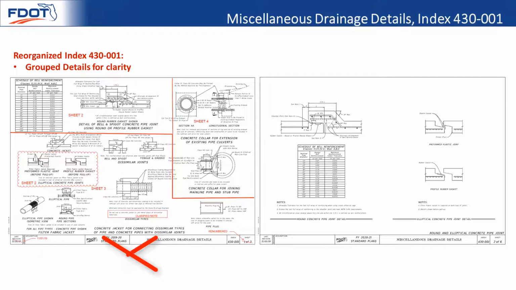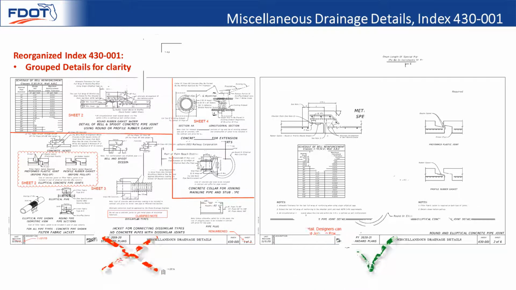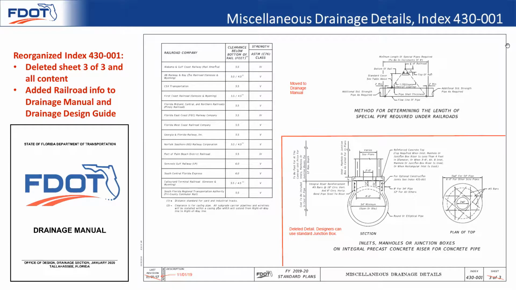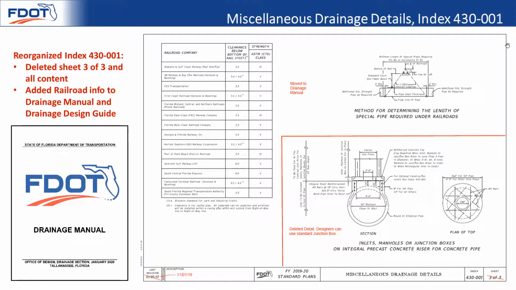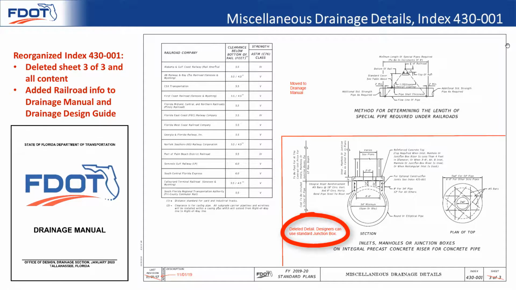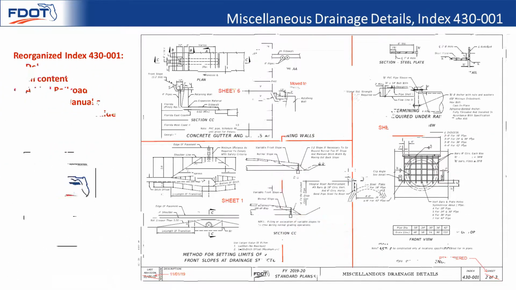And you can see how much cleaner it looks with the new index compared to what we had before. Not only did we add sheets, in this case, we actually deleted an entire sheet from the index. When we went through this information, we determined that this information really should be in the drainage manual. And in fact, some of it was in the drainage manual and the drainage design guide. So we added the information that wasn't there, edited what was there. And then in some cases, like this detail here, this information is covered in the standard junction box, so it's not really needed as a special detail.